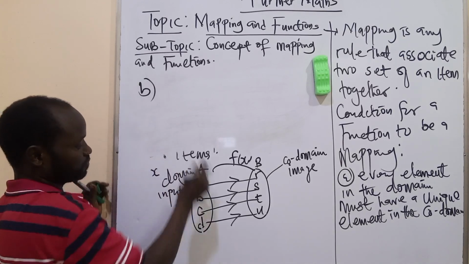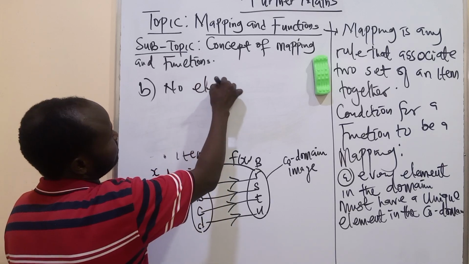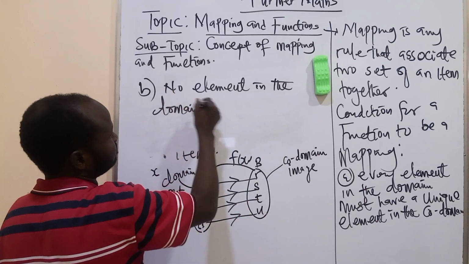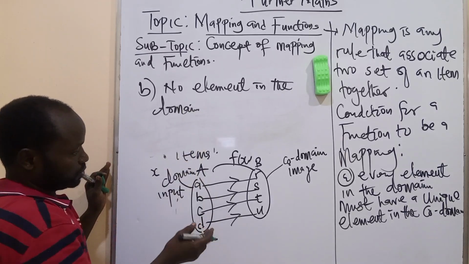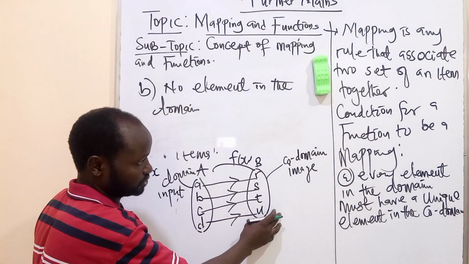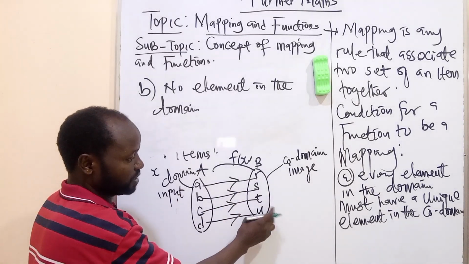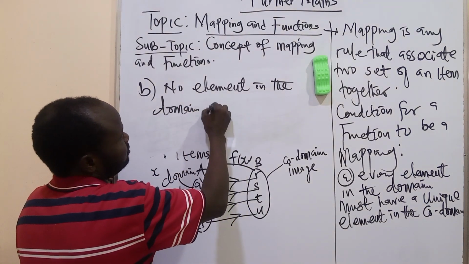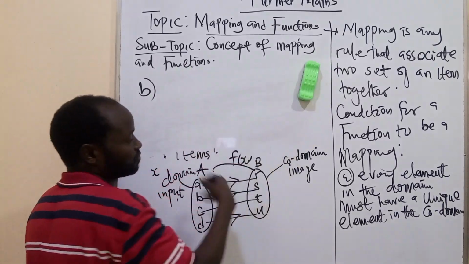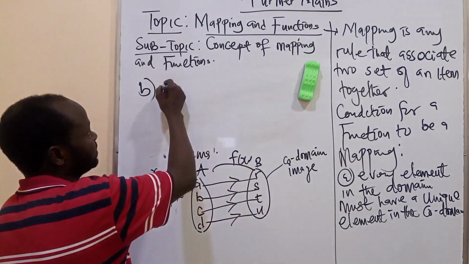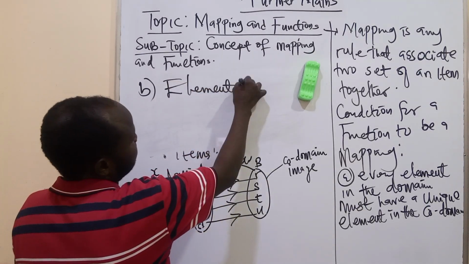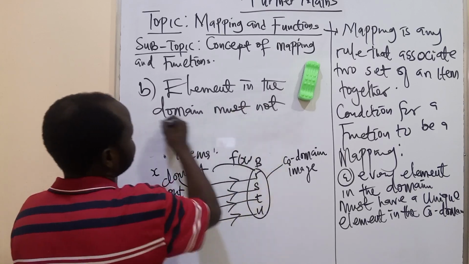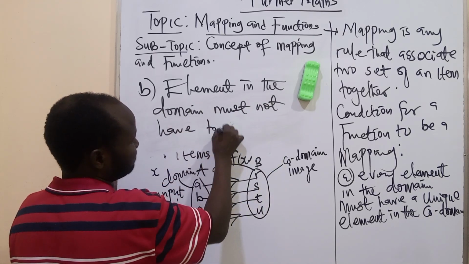That's condition B now. No element in the domain must have two images. An element in the domain must not have two images in the codomain.